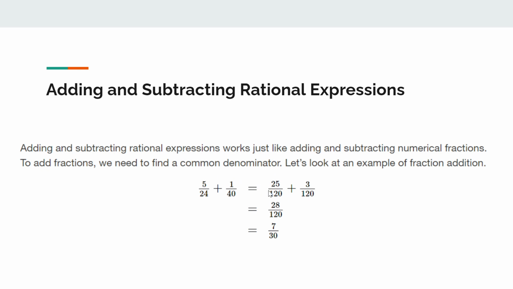Notice that the common denominator can be obtained by factoring. Once we have the same denominators for both fractions, we can simply add them up, which gives us 25 plus 3 all over 120. So we get 28 over 120. Then we can simplify that into 7 over 30.